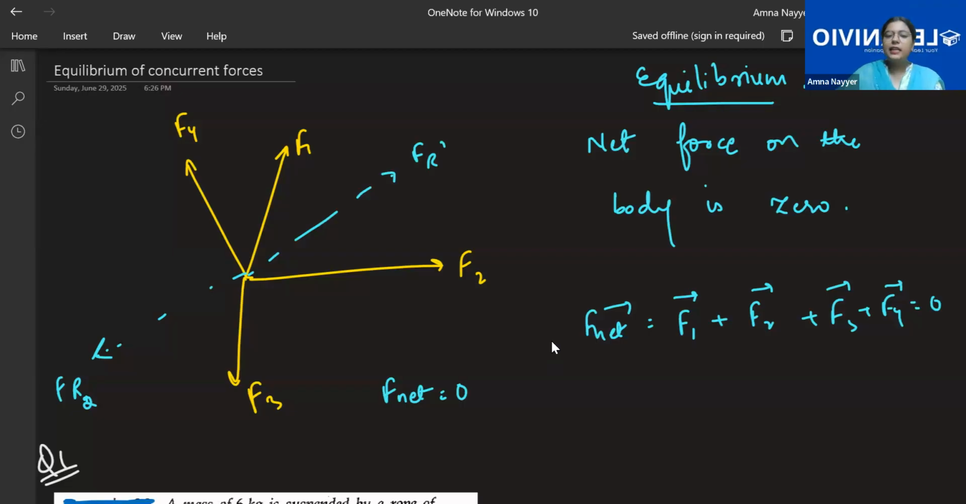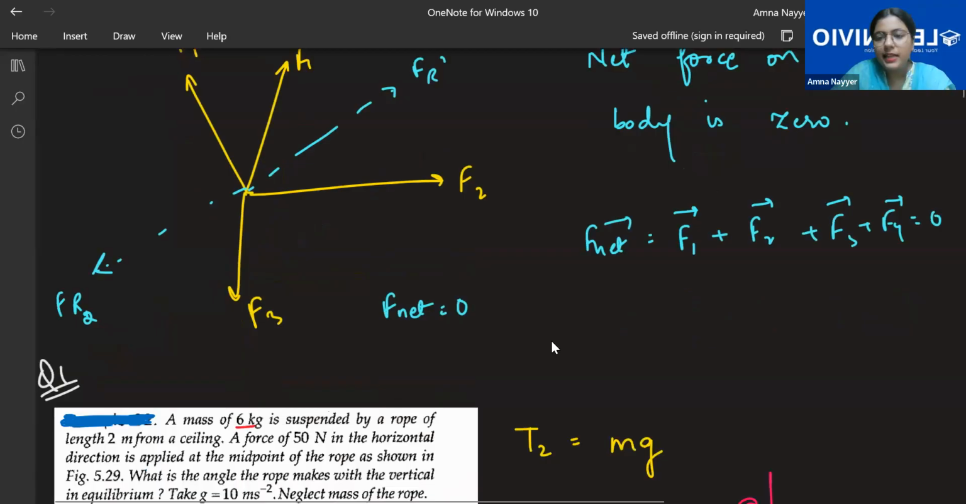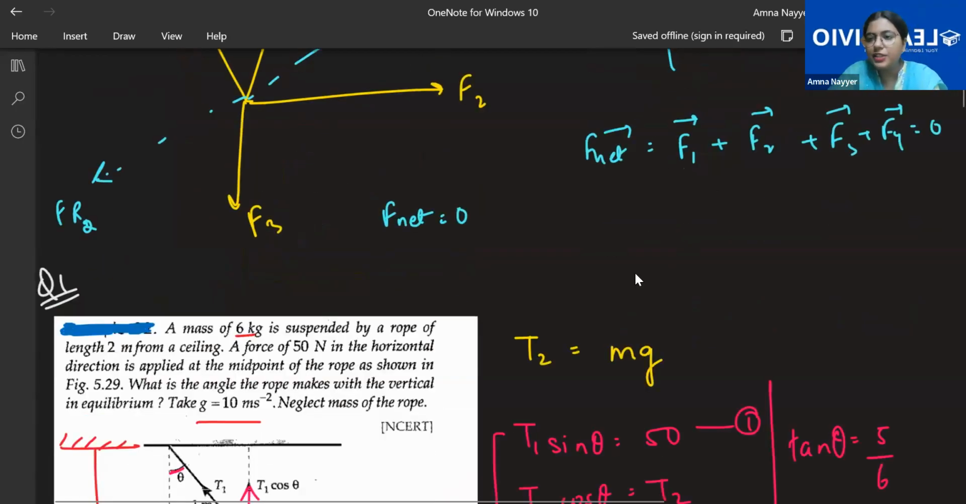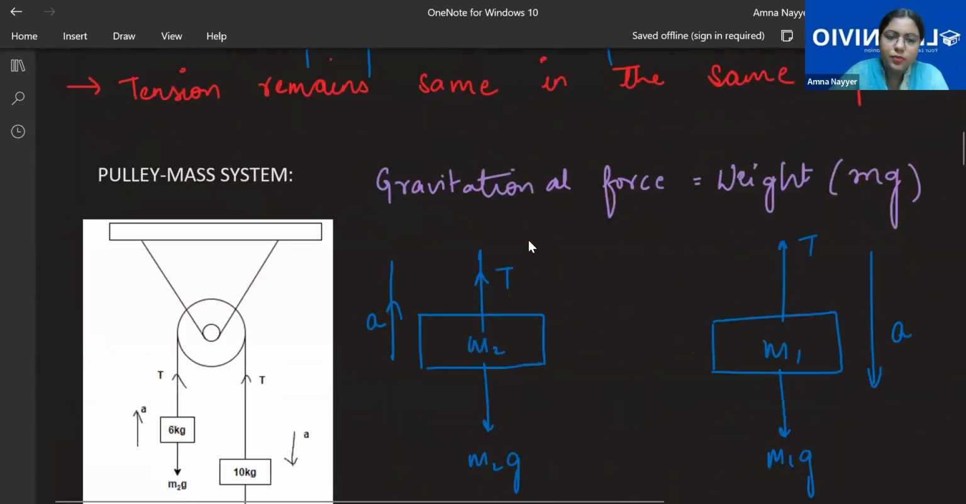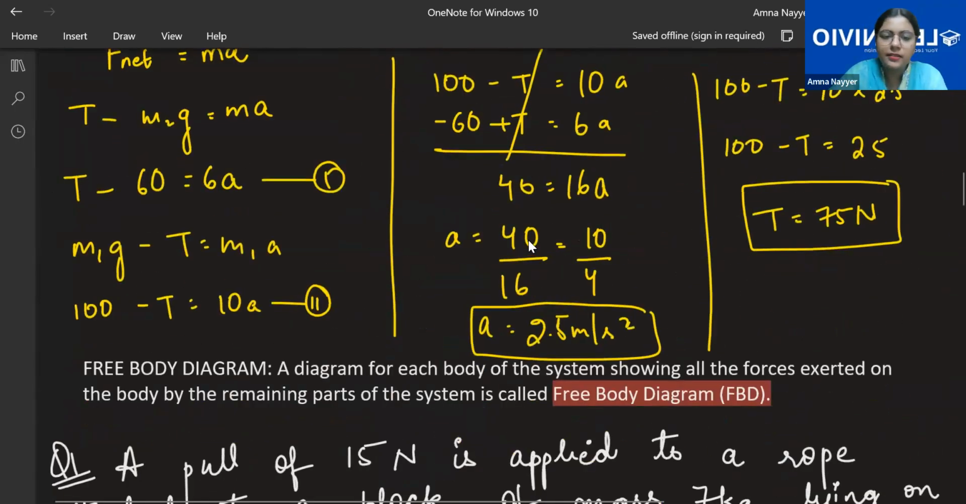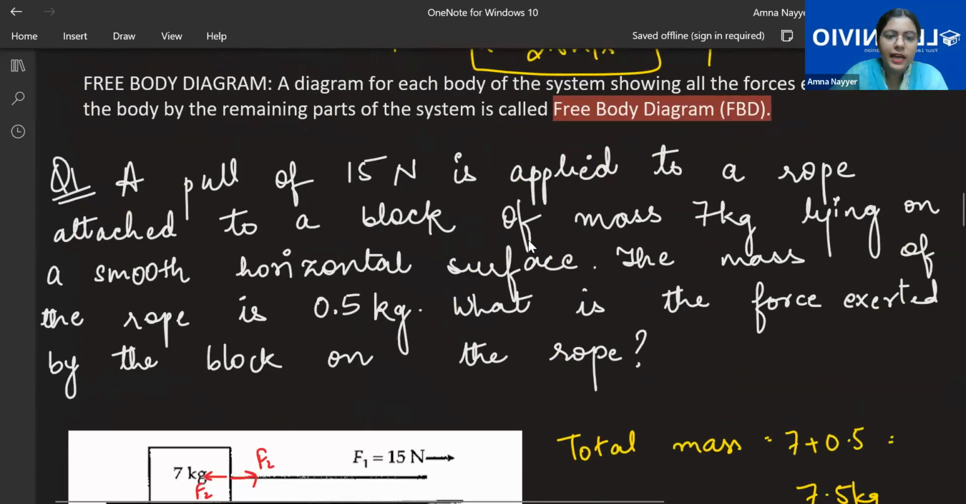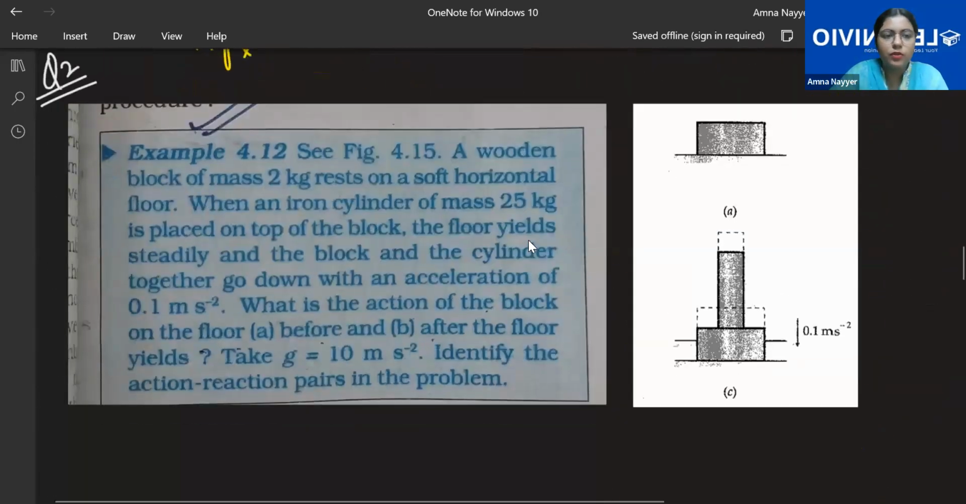Class, in the last class, we started with the equilibrium of the concurrent forces. Means different forces are acting in different directions. You have to balance all the forces. That's what we studied, and a few questions we did. Pulley mass system we started. And this one question was what we did.